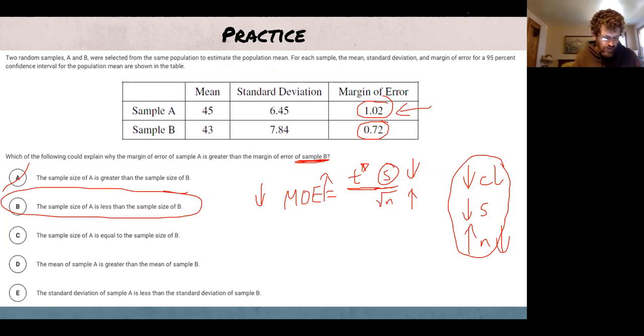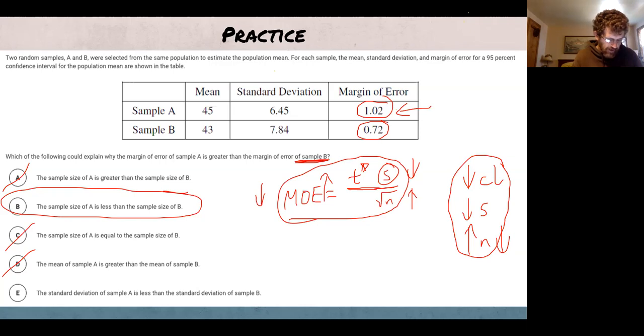Sample size of A is equal. Well, if they're equal, that wouldn't explain anything. Okay. The mean of sample A is greater than the mean of sample B. Now keep in mind, we don't use the mean in this calculation at all. Nowhere does the sample mean show up, so that has no effect. And the last one is the standard deviation of sample A is less than the standard deviation of sample B. So this one could be good.